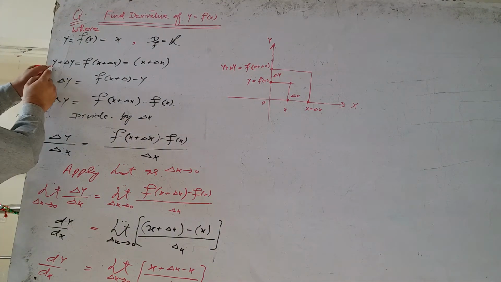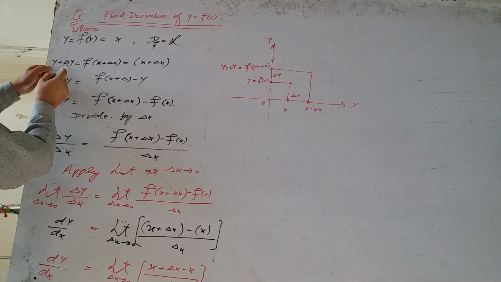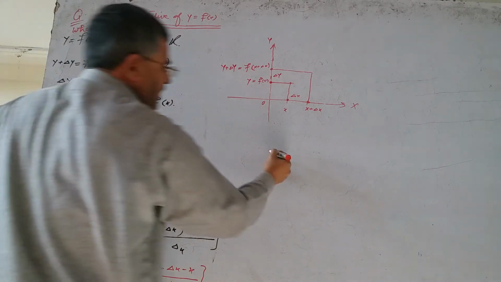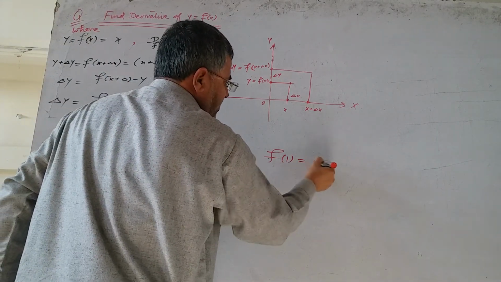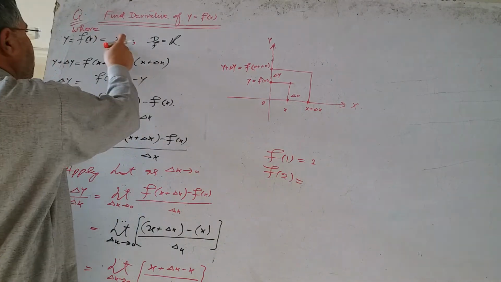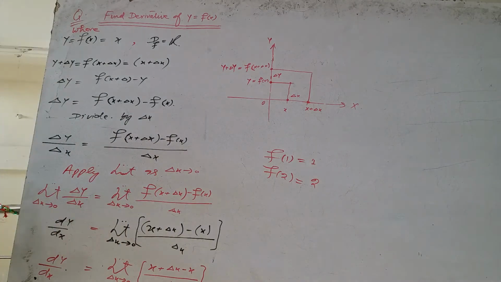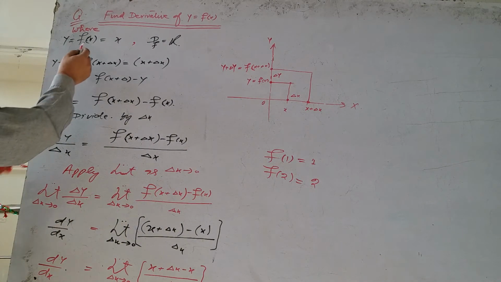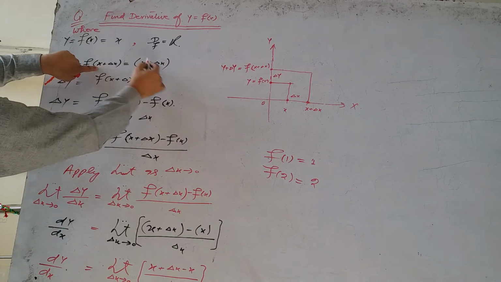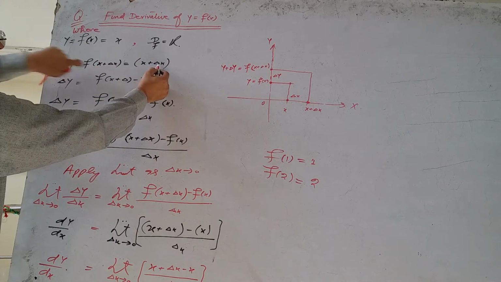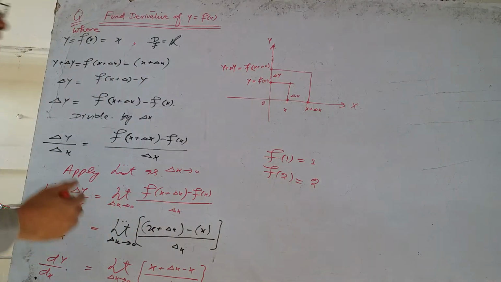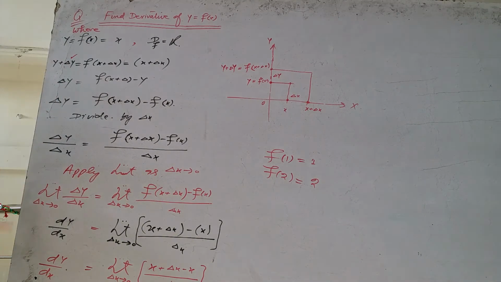Therefore, y plus del y is equal to f of x plus del x. When we substitute 1, the result is equal to 1, and when we substitute 2 in the function, the result is equal to 2 on the y axis. So when we replace x by x plus del x, the value of the function will be equal to x plus del x. And we have to calculate the change in the dependent variable. The change in the dependent variable in this case is del y.